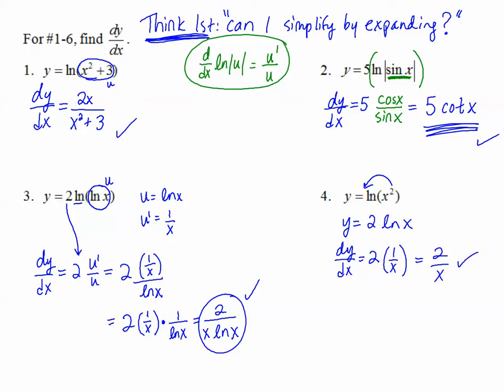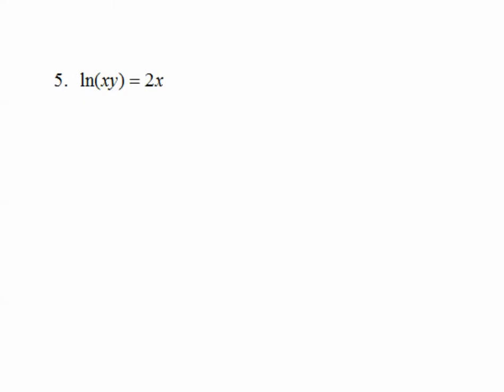Now here's some examples where we have to expand first. Otherwise, it's just ridiculously, unnecessarily more complicated. So in a problem like this, where I have the y stuck inside the natural log function, I really do want to expand it first, and we will be using implicit differentiation. Let's see how this is going to work. So my property of expanding gives me natural log of x plus natural log of y equals 2x.